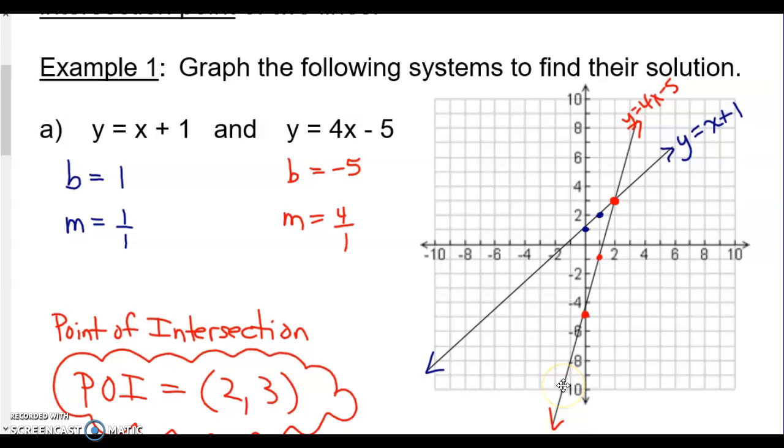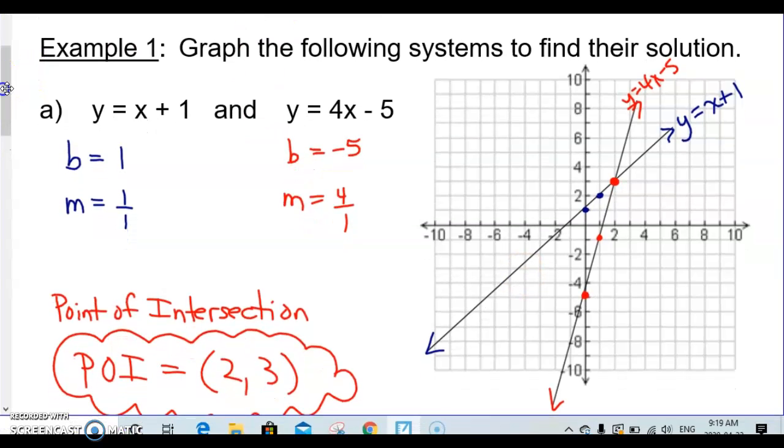So now I'm going to connect those two lines. So remember, we're looking for the point of intersection where my two lines meet. That happens right there. And so the coordinates of the intersection point are 2, 3. So that's the solution to this system.